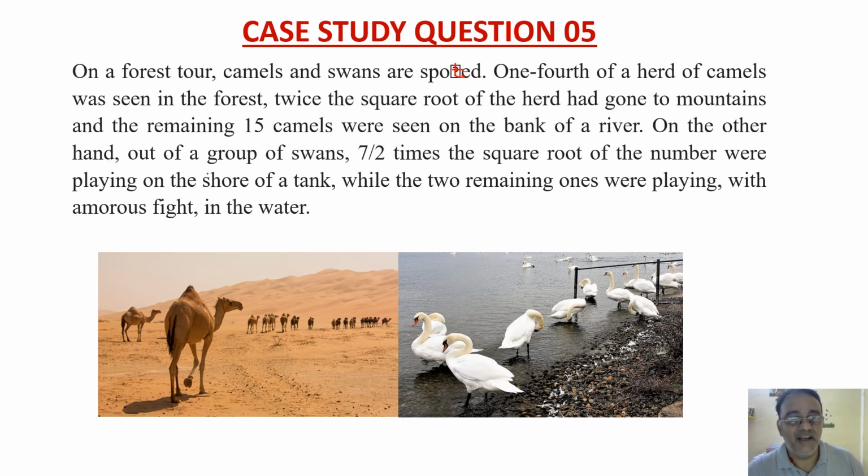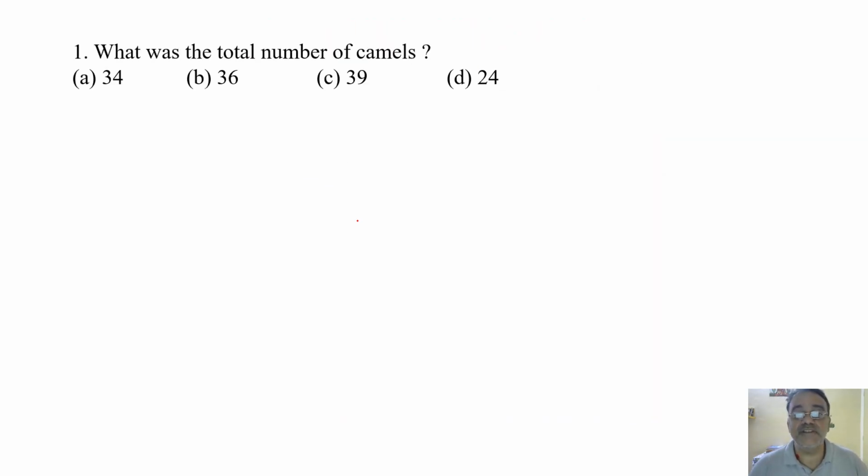On the other hand, out of a group of swans, 7/2 times the square root of the number were playing on the shore of a tank, while the 2 remaining ones were playing with amorous fight in the water. So there are 2 parts of the question, one for camels and the other for swans. This is a very good question and very difficult also. So first we are going to find the first answer. What was the total number of camels? So we have to form a quadratic equation, then we have to solve, right?